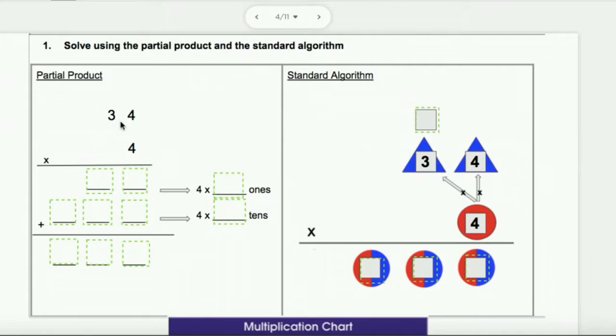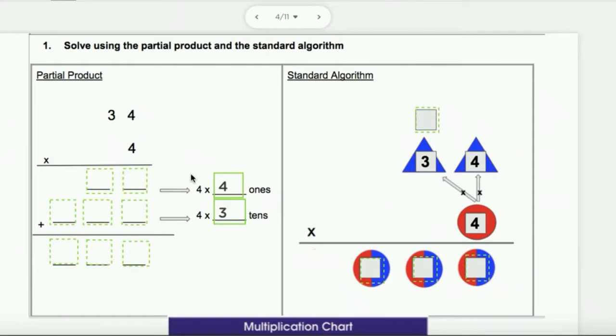I have 34 times 4. That means I'm multiplying 4 by how many ones? What number's in the ones place in the number 34? Awesome job. Yeah, 4 ones. And how many tens are in that number 34? What number are we multiplying 4 by? Good thinking. Yeah, 3 tens.